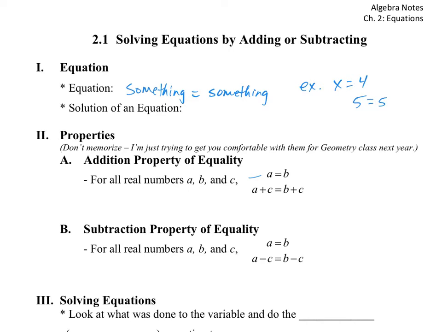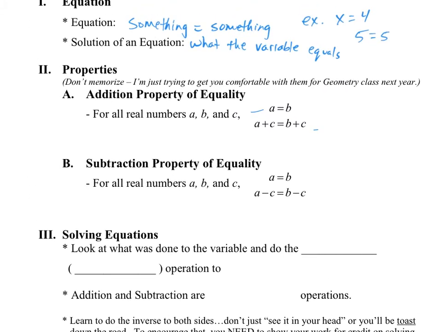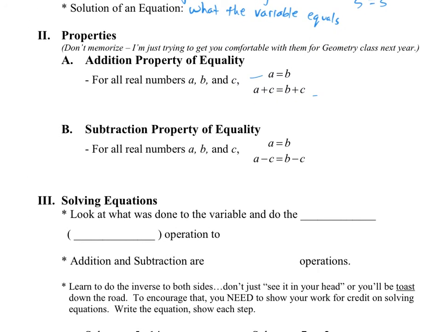Then the solution of an equation is what the variable equals. And I'm going to jump down the page a little bit. So in other words, when we have x plus 5 equals 14, the solution to that is going to be what number could you put in for x that would make that number plus 5 equal the 14. So that's kind of what we mean by solution to an equation. What number would fit for the x?